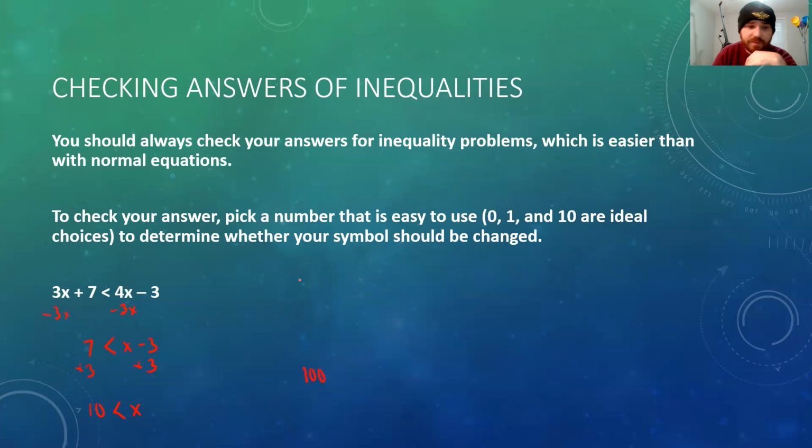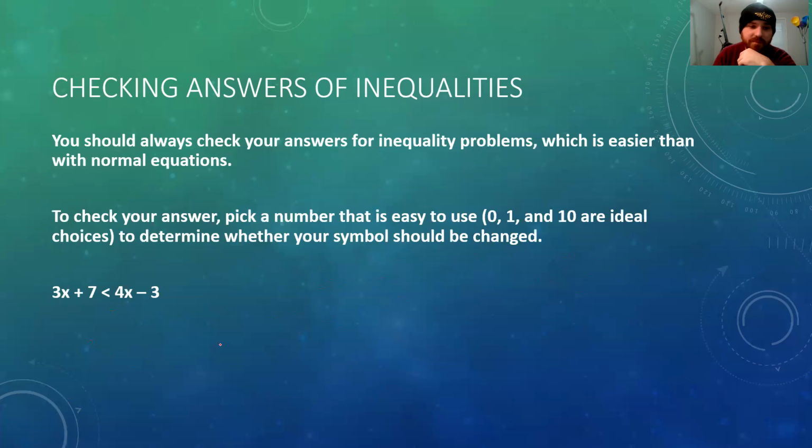So if I do that, I'd have 3 times 100 plus 7, that's 307, is less than 4 times 100, that's 400 minus 3, that's 397. And this is true. 307 is less than 397. So I know that this answer works.